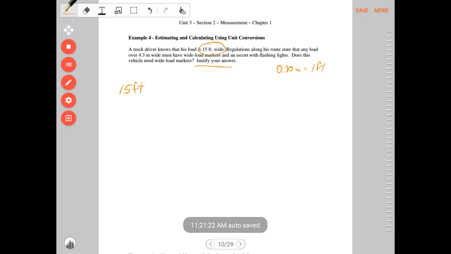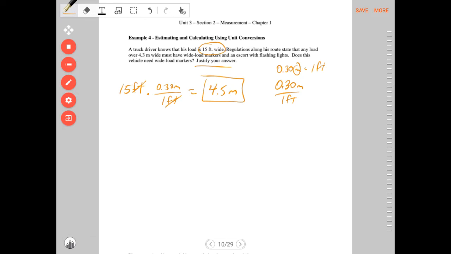If I want meters in the end, this one goes on top. So the conversion factor I'm going to use is 0.3 meters over 1 foot. So 15 feet times 0.3 meters over 1 foot. The feet cancel. So 15 times 0.3 is 4.5 meters. So his truck is 4.5 meters wide. That is over the 4.3. So yes, he needs wide load markers.